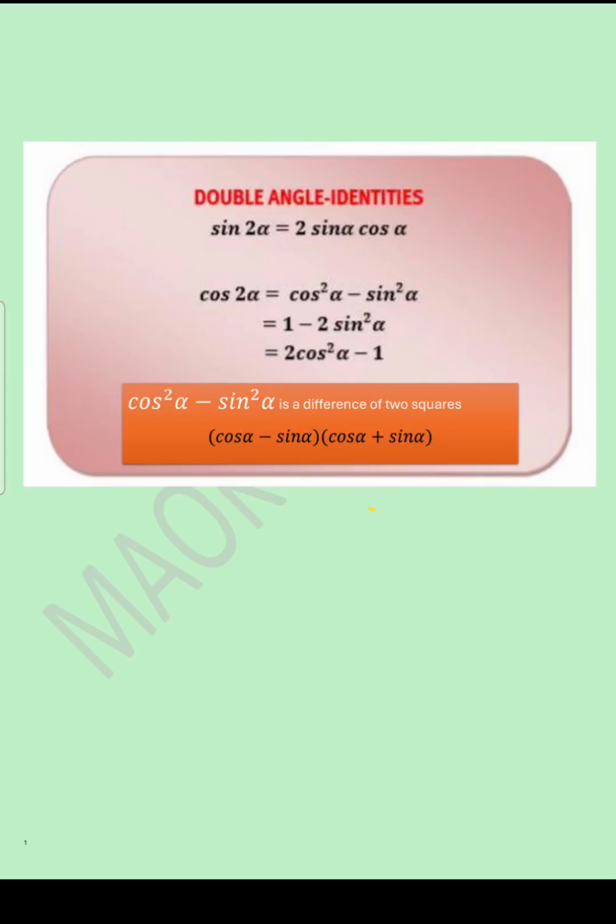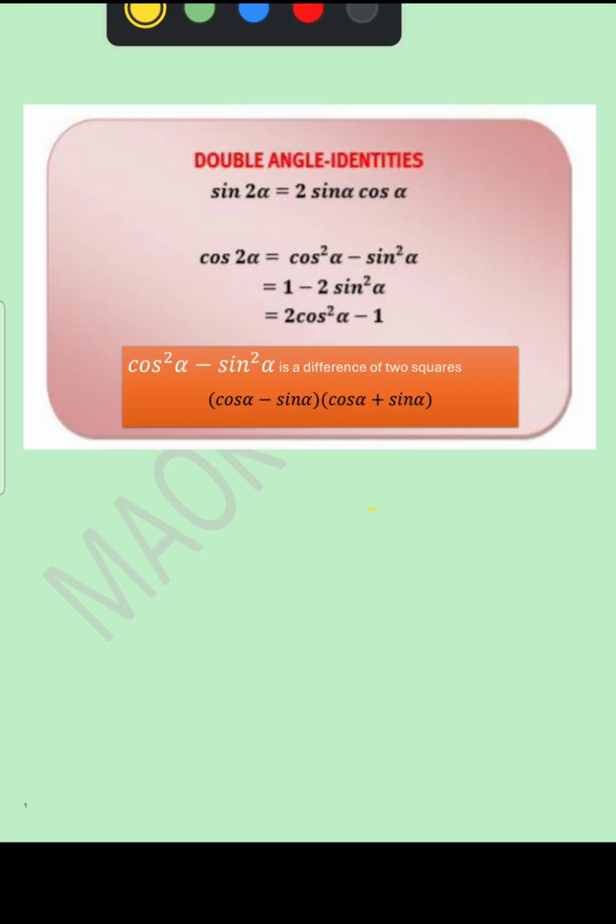Today we're going to look at double angle identities. So double angle identities, we're saying sine of 2 alpha is equal to 2 sine alpha cos alpha. Then cos of 2 alpha is equal to the three identities.